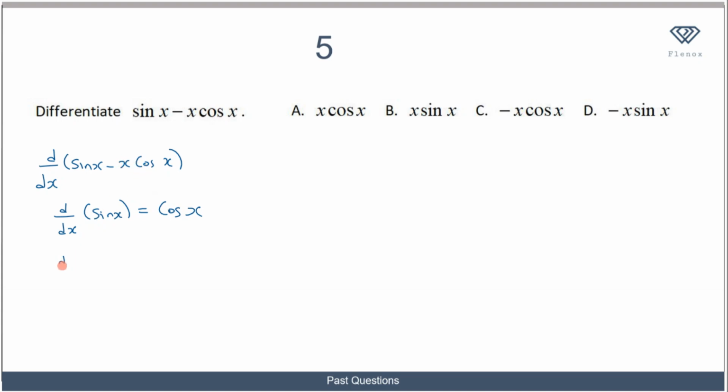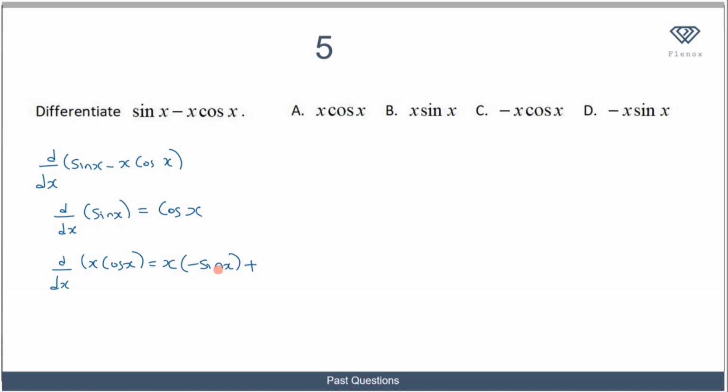How about this term? Let's try to differentiate x cos x. When you differentiate x cos x, what do you get? As you can see, this is a classic product rule application because we have two terms that contain x. You have x here and you have cos x. So based on the product rule, I take my first term, which is x, and I multiply it by the differential of the second term. When I differentiate cos x, I'm going to get minus sin x.